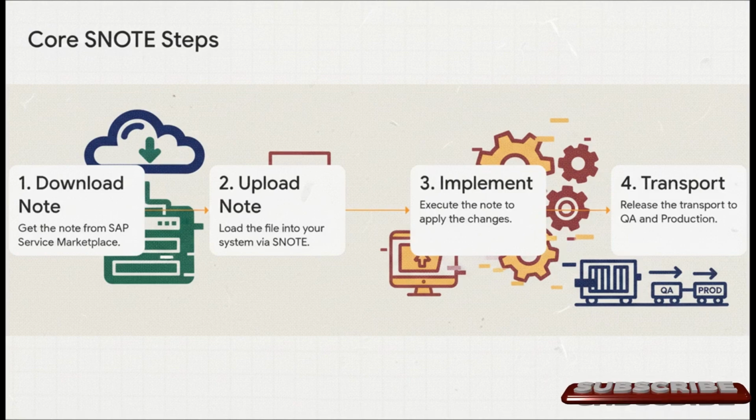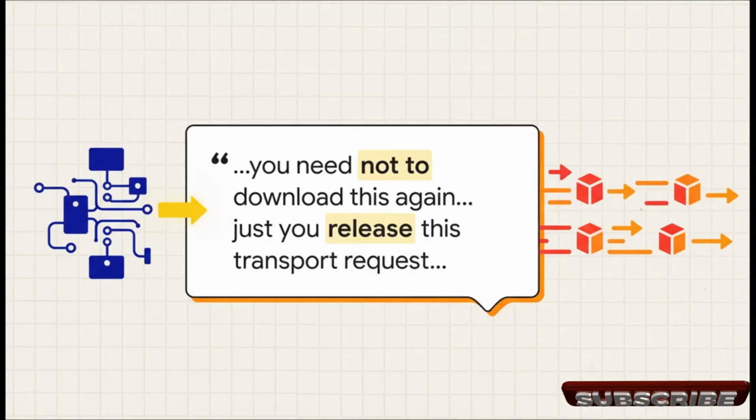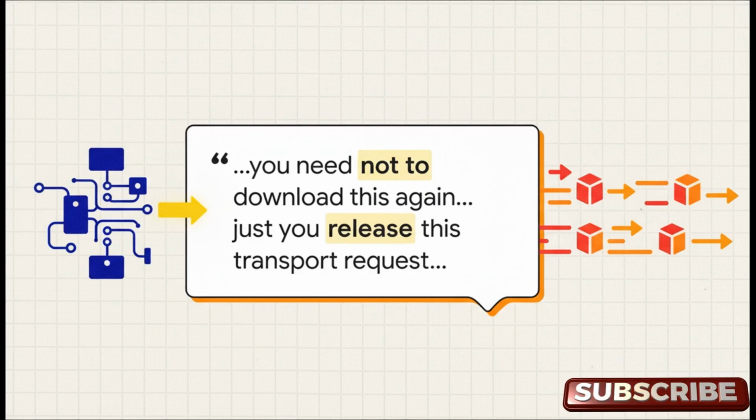So that last transport step works because the system makes you create something called a workbench request. Just think of it like a digital moving box. Since you're changing standard SAP code, this request basically packs up all those changes neatly inside, making it super easy to ship them off to other systems. And honestly, this is the most beautiful part of the whole transport system. You only do the work one time in your development system. When it's time to get that fix over to quality or production, you don't do SNOTE all over again. No way. You just import that moving box, that transport request you already created. It's a true fix it once, deploy it everywhere kind of deal.